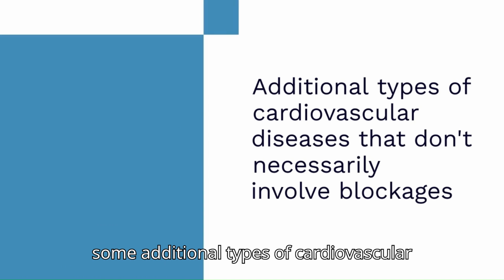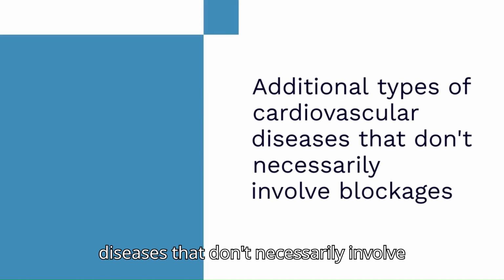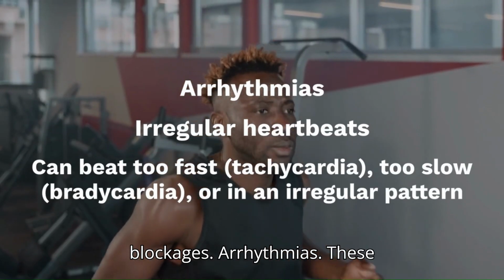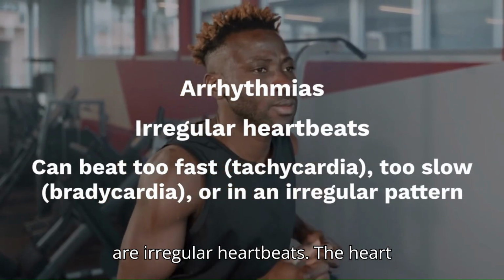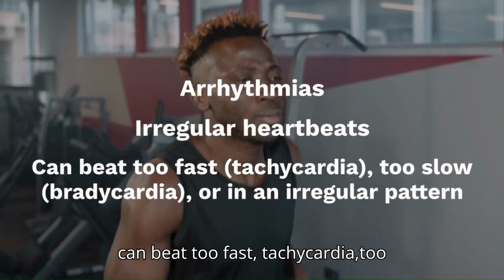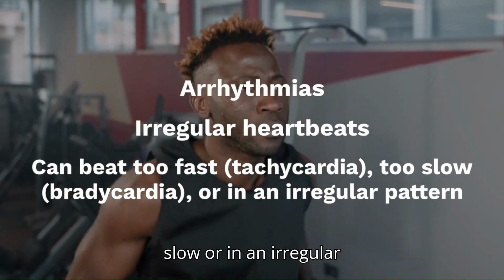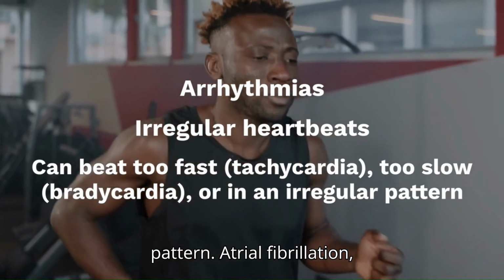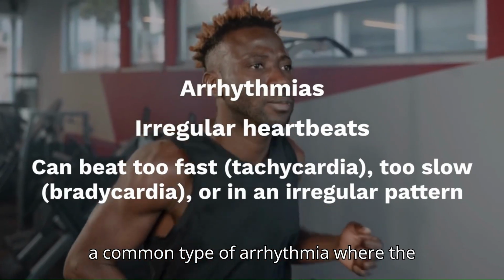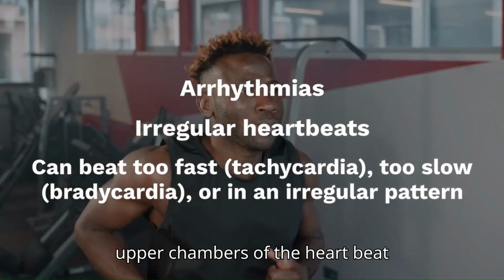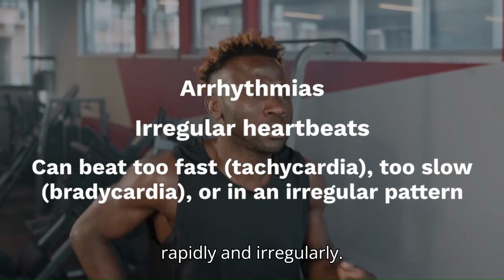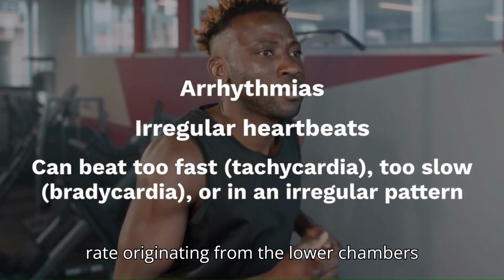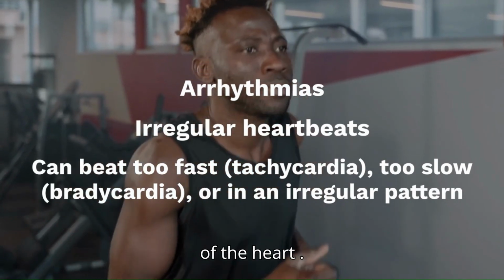Here are some additional types of cardiovascular diseases that don't necessarily involve blockages. Arrhythmias. These are irregular heartbeats. The heart can beat too fast, tachycardia, too slow, bradycardia, or in an irregular pattern. Atrial fibrillation, a common type of arrhythmia where the upper chambers of the heart, atria, beat rapidly and irregularly. Ventricular tachycardia, a rapid heart rate originating from the lower chambers of the heart, ventricles.